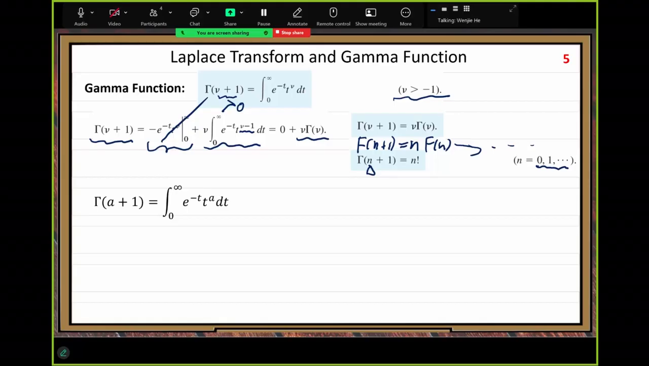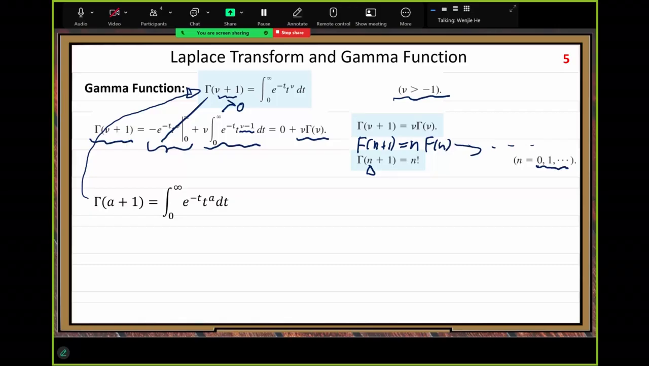Then look at the definition of the gamma function. If we replace that nu by a, we get this. The reason is that later we need to use this formula, so let's put this formula aside. This is gamma of a plus 1.